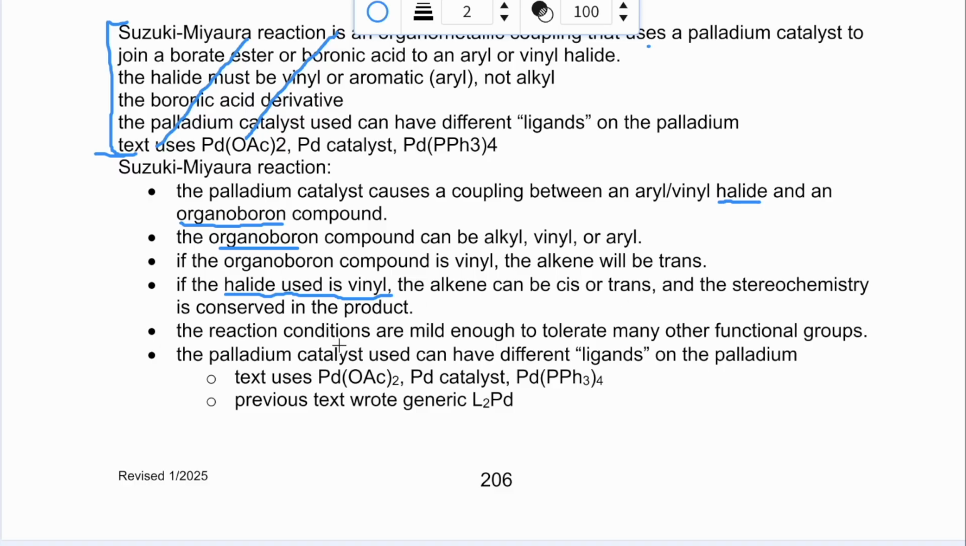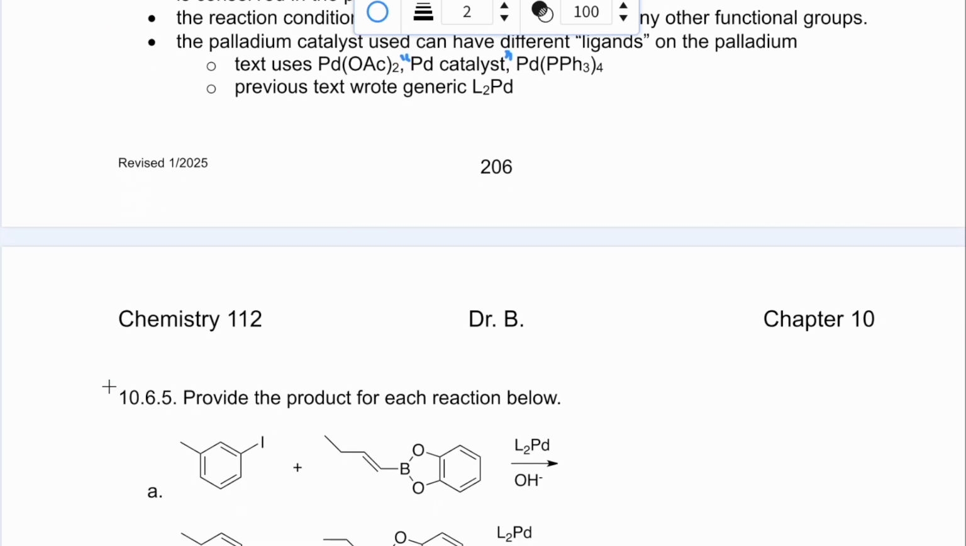They're pretty mild reactions, and so other functional groups are not going to be ruined by the borate ester and the palladium catalyst. And the palladium catalyst that's being used, I've seen it written a whole bunch of different ways. Your text has at least 3 ways written in this chapter. The previous text I used just had a generic palladium with 2 ligands on it, so L2 palladium. So your text at one point uses a palladium catalyst for the reaction. So any of these types of palladium catalyst are okay to use.